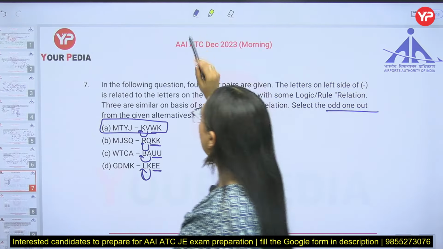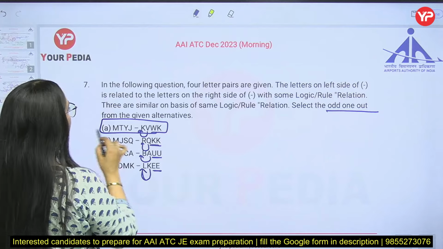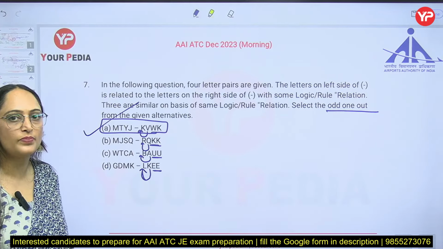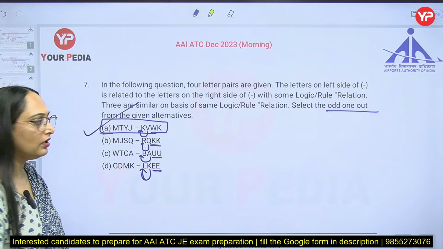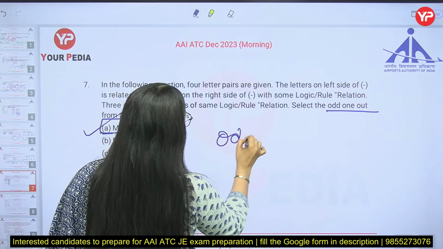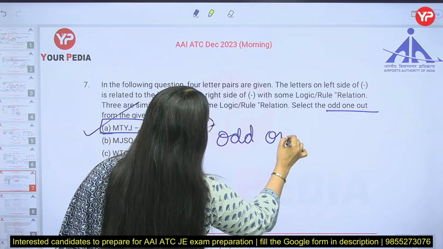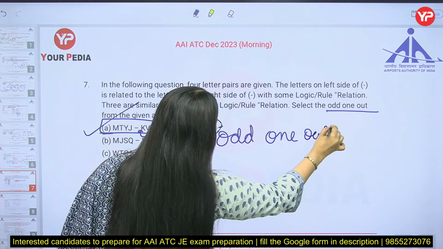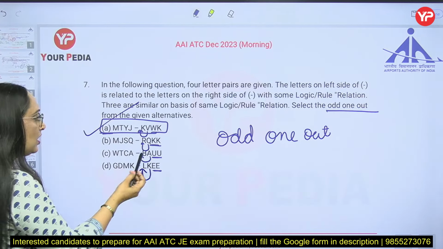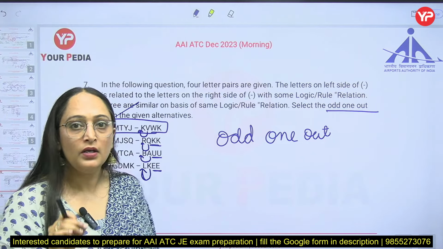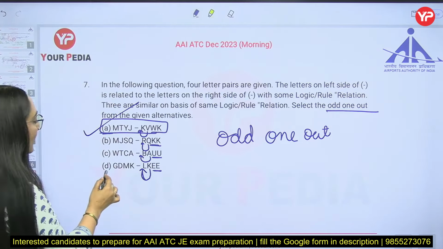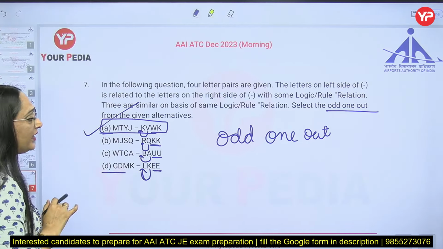This is different. So the answer of question number 7 is option A, because this is different. Here the topic name is odd one out. Find out which option is different from others. First check, always save your time. No need to check these side letters.